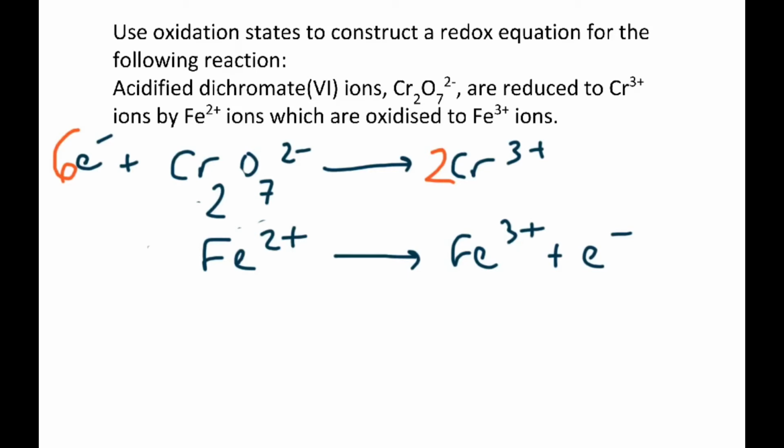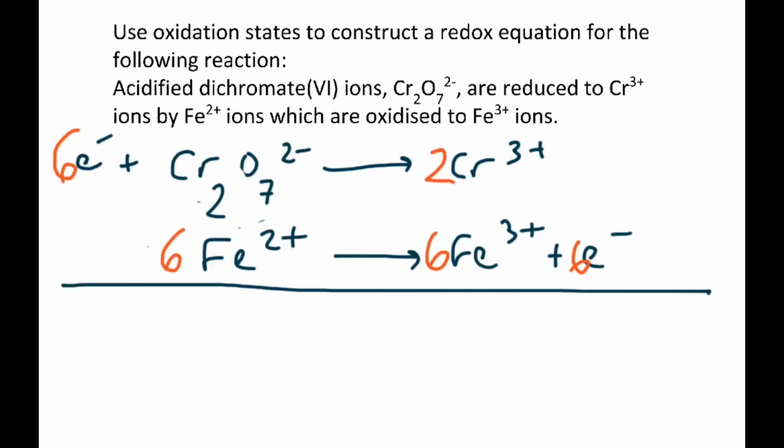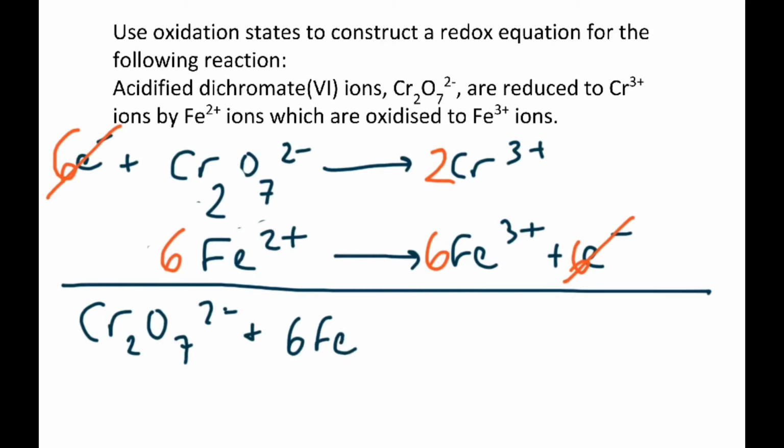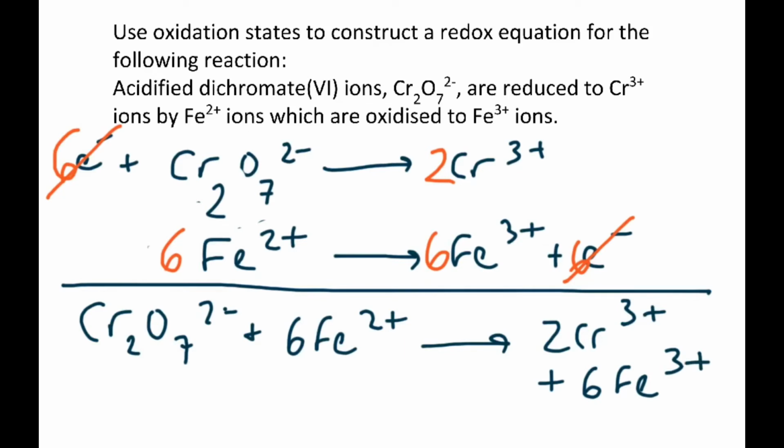We need to make the electrons the same. So we're going to have to times everything here by 6. Then we're going to add them up, just like we did previously. So the electrons are going to cancel out. So we've got the dichromate plus 6 Fe2+, everything on the left, and then everything on the right, 2 Cr3+, 6 Fe3+, and then we're going to now balance it.